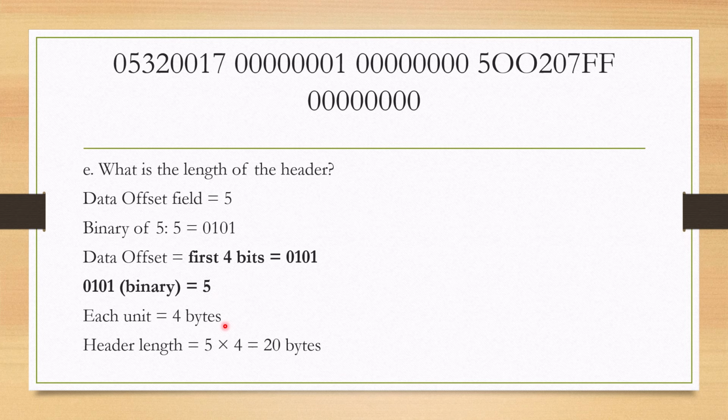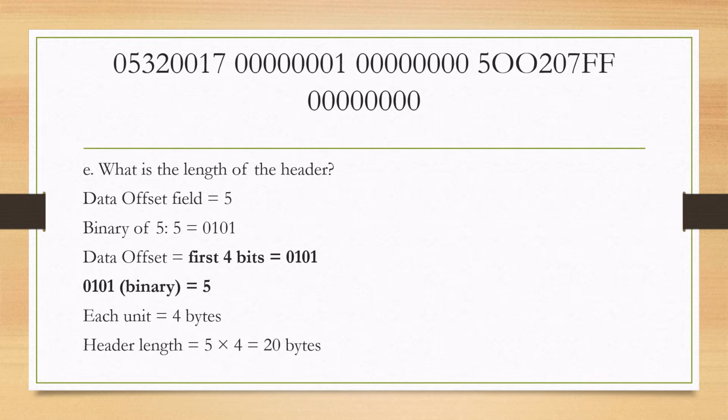Similarly, I am telling once more: for the data offset field, you take the starting digit, 5, convert it into binary, and we get the bits. Then we convert that back into decimal and get 5. So there are a total of 5 words, and each word has 4 bytes, so the total header length will be 20 bytes. The data offset field is 5, which means the TCP header consists of 5 words. Since each word is 4 bytes, the header length is 5 into 4, equal to 20 bytes.